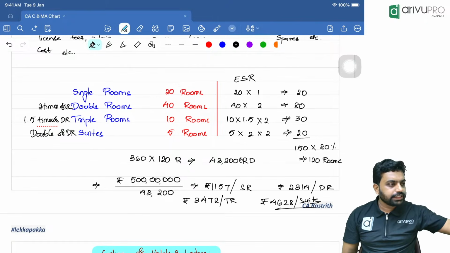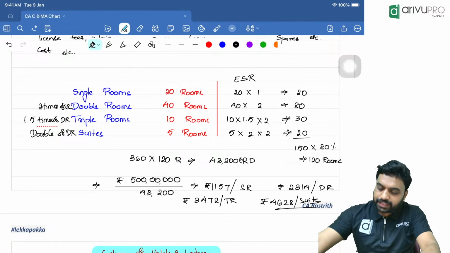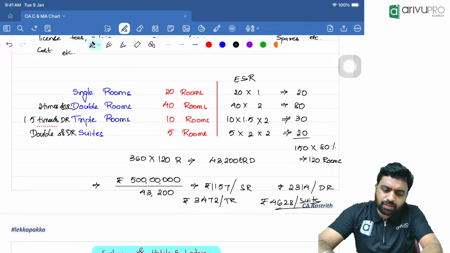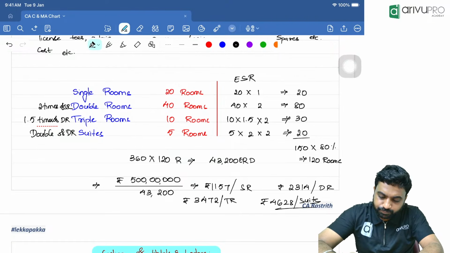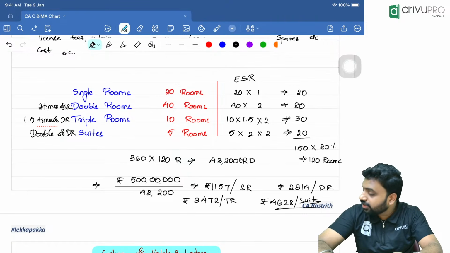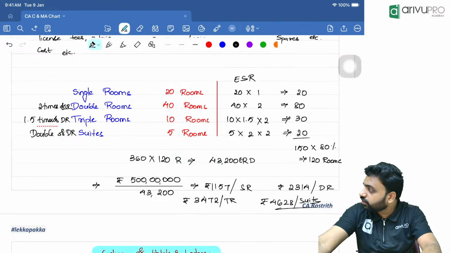Now, sir, in numerator, what and all should be there? Guys, always remember, in numerator, only those expenses of the hotels which are non-refundable, that should be there. Okay. Only those expenses which are non-refundable to hotel. That is, our hotel is not going to recover it back. Those things will be there.